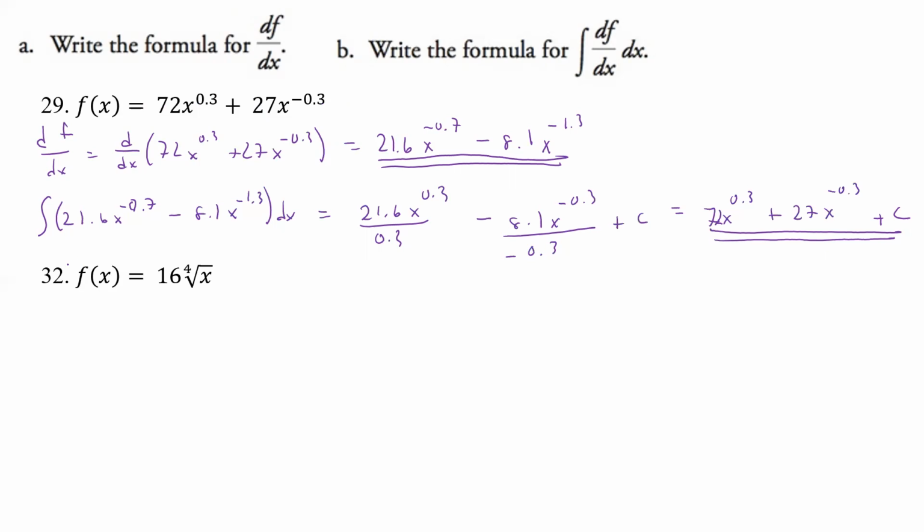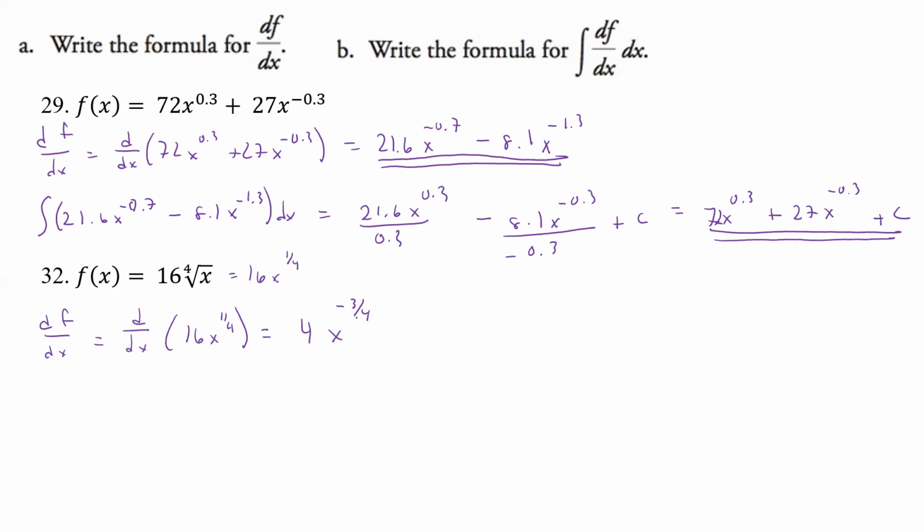All right, what about the next one? Well, again, what are we going to do? We're going to change that to 16x to the 1/4 first. Now, first things first, we're taking df dx is equal to d dx of 16x to the 1/4. Well, what are you going to do? Bring that down. So 16 times 1/4 is 4. Then we have x, and 1/4 minus 1 is going to be minus 3/4.